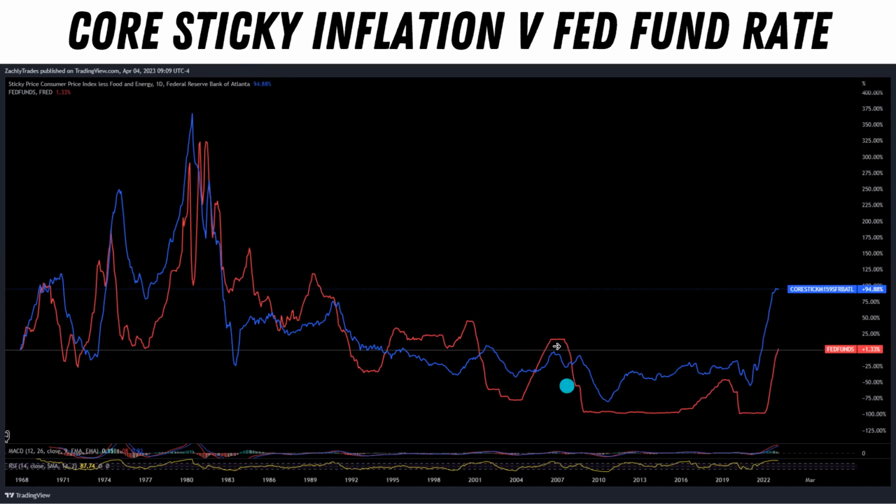The Fed funds rate is here in red, and once it's above the blue line, core sticky, that's when you tend to see a drop in core sticky inflation. Same thing over here, when it's above, that's when you tend to see a drop. And core sticky inflation really hasn't gone anywhere besides up. It started to move a little bit sideways, and the pace at which it's increasing is slowing. That's a good sign, but we haven't really seen a sharp fall off in the core sticky inflation.